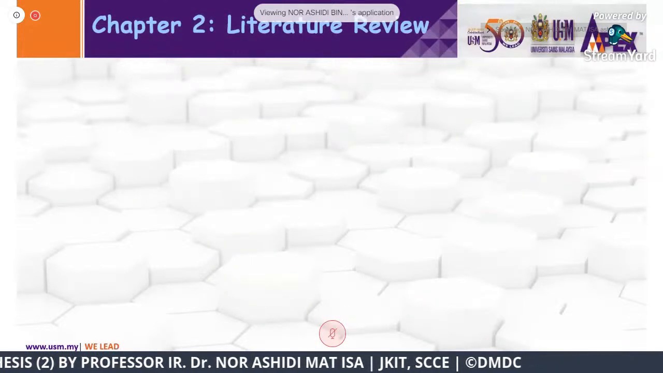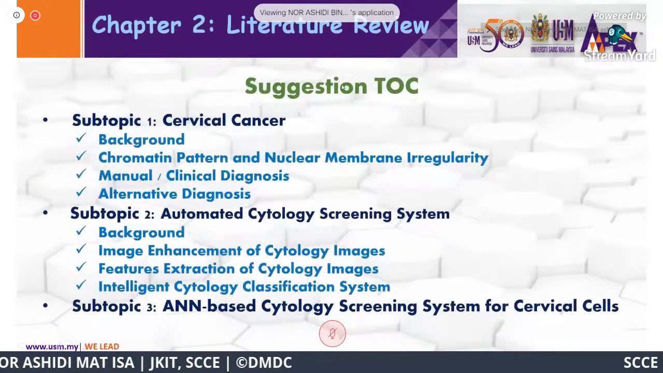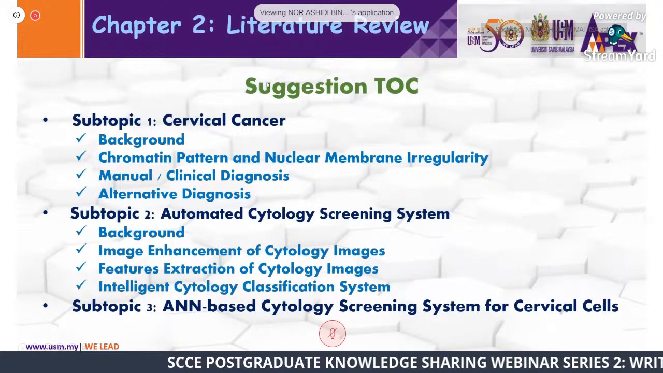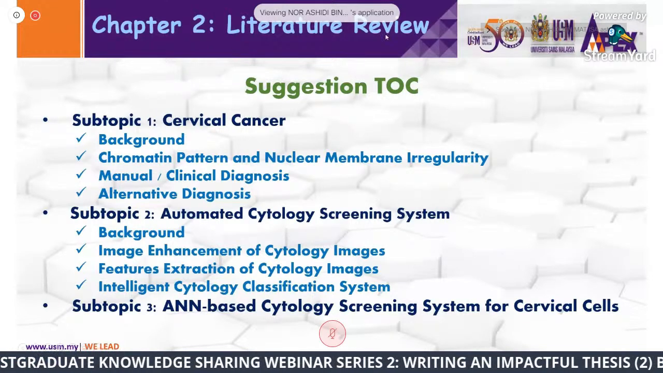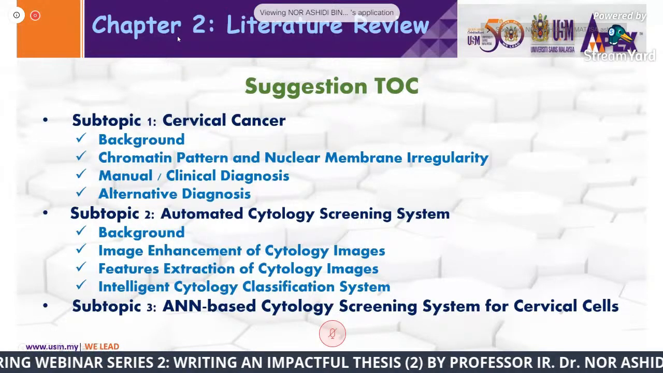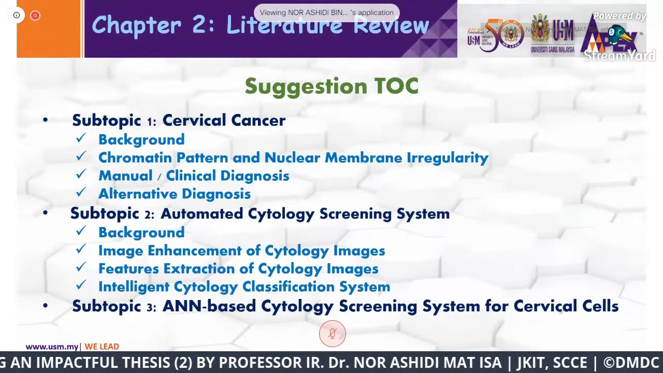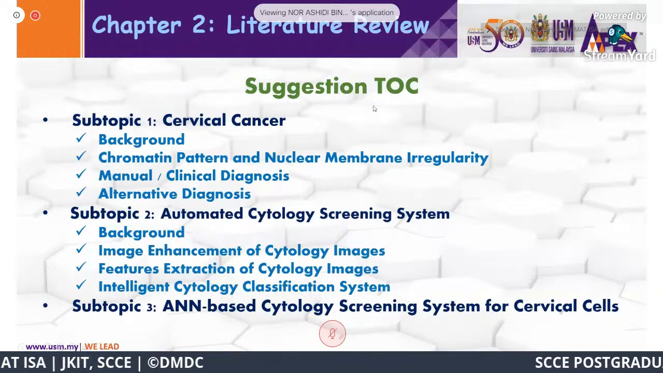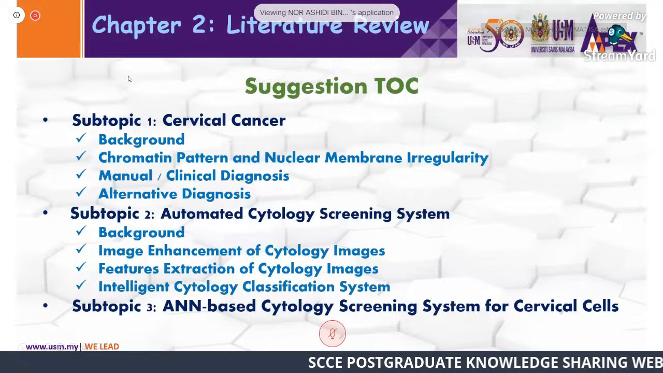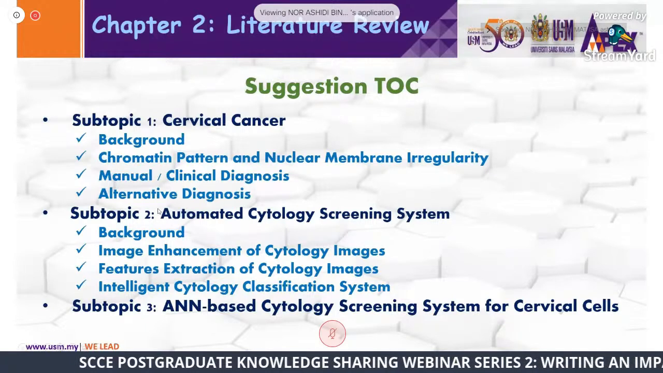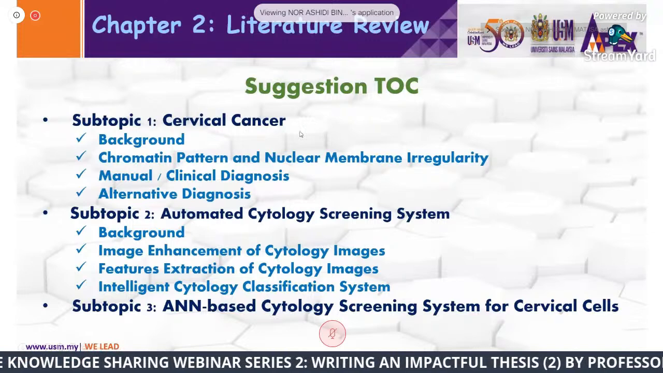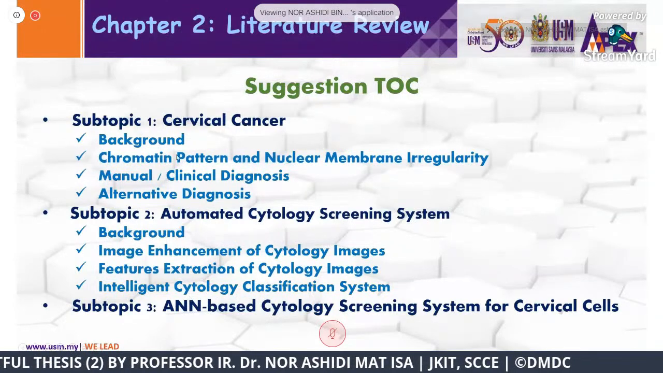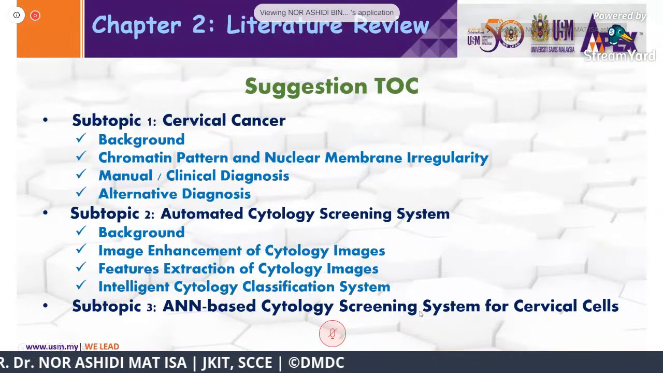Now, after you identify, this is my suggestion based on my identification. This is the suggested TOC for the literature review, chapter 2. Now you want to write your chapter 2. Based on the identification, this should be one suggestion of your table of contents for chapter 2. You have two subtopics there: the first subtopic is about cervical cancer, and the second subtopic is the automated cytology screening system. The third one is the combination of these two, because this is the one that you want to focus on.